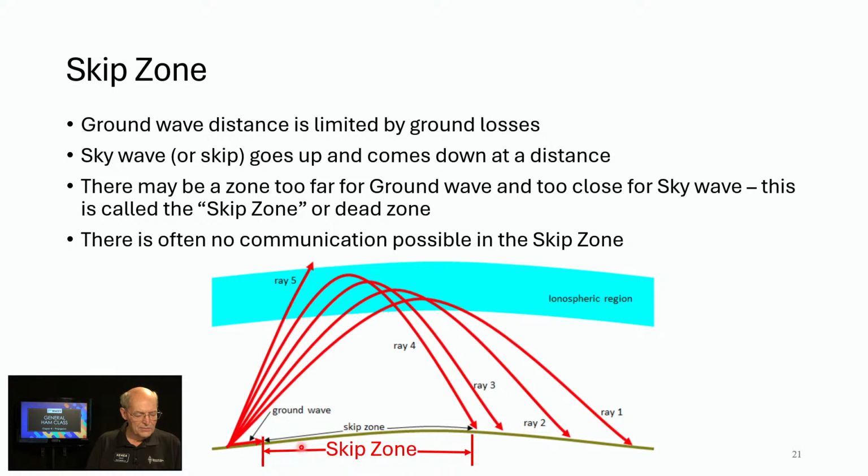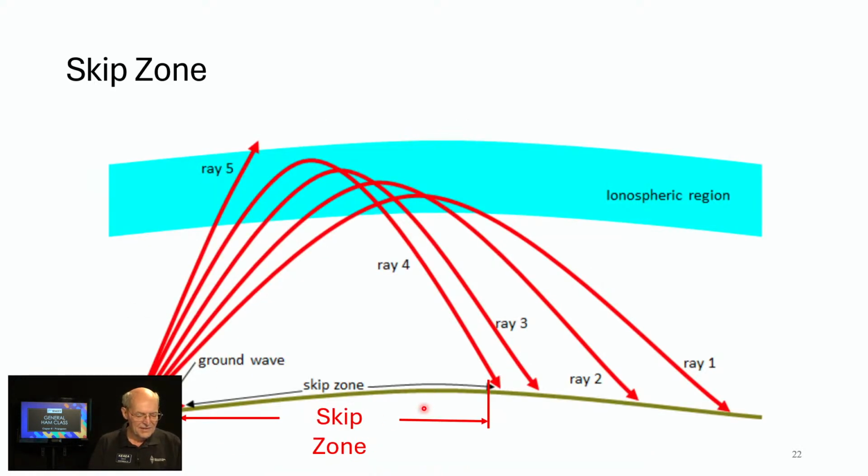Now ground wave, the reason that it's so short is it's limited by ground losses. The ground absorbs RF, it has very good absorption properties. Sky wave goes up, comes down at a distance. We already talked about the concept of a skip zone where you're not going to be hearing anything. So there's often no communication possible in the skip zone. We've got an exception coming up a little bit later. I know we've talked about some of this already, but repetition is one of the keys to memory, so we'll keep covering it. Here's a little bit bigger picture.